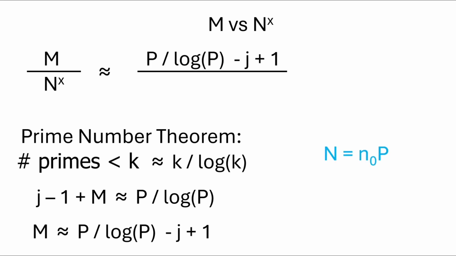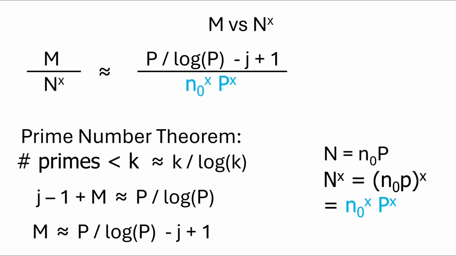I think we stated before that our value of capital N needs to be as big as n naught times capital P. We can just raise that to the x power to get n to the x, and then distribute the exponent x. I don't see anything else we can do at this point, so let's just put that into the denominator for our ratio, and we'll see if anything good happens.